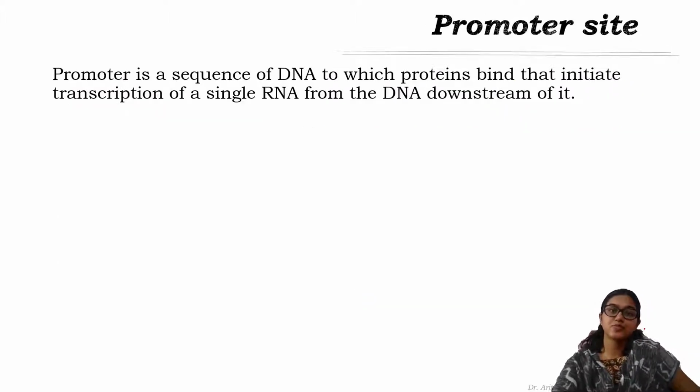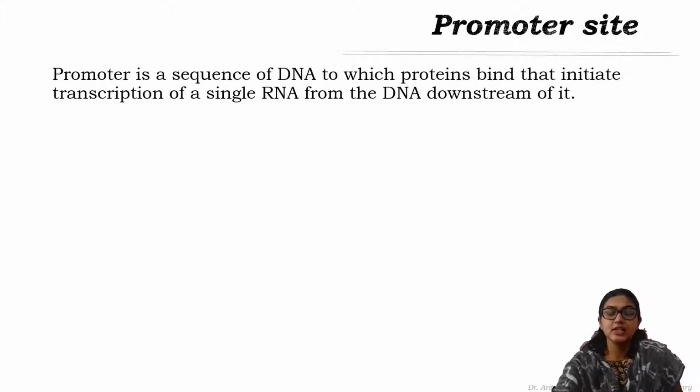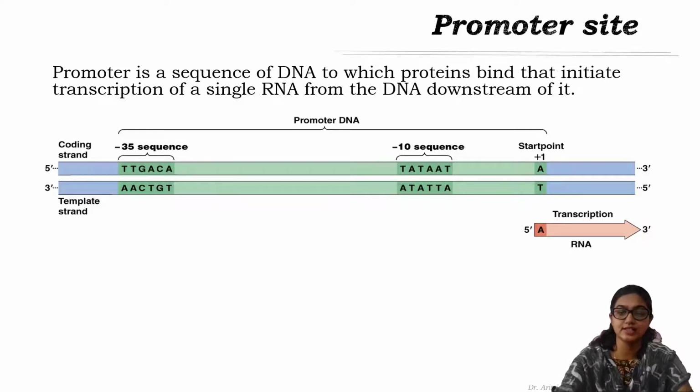Now we will see what the promoter site is. The promoter site is the sequence of DNA which initiates transcription. It means it actually promotes the transcription. It signifies in which area the transcription should be started. Let's see what the different promoter sites located in the prokaryotic system are.